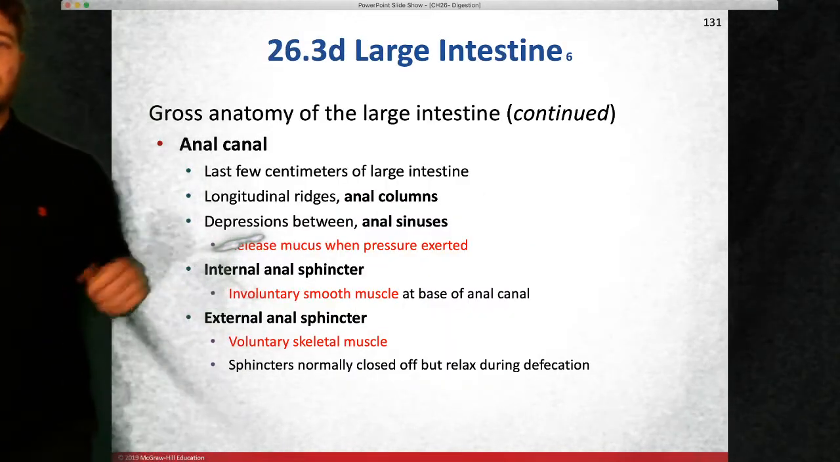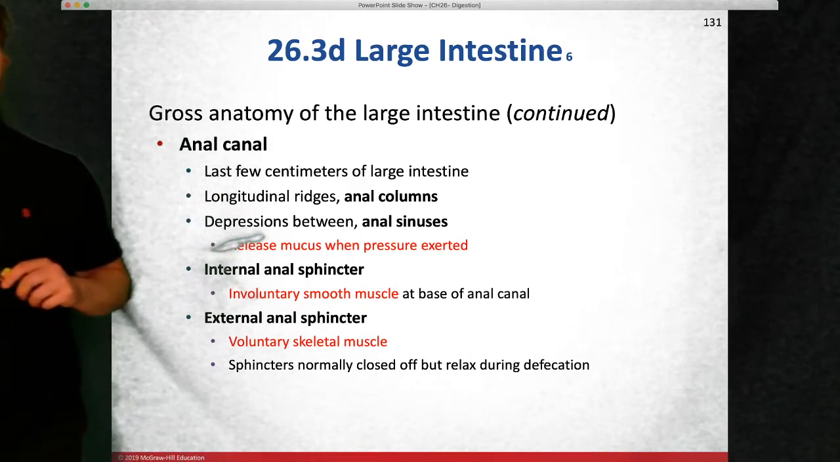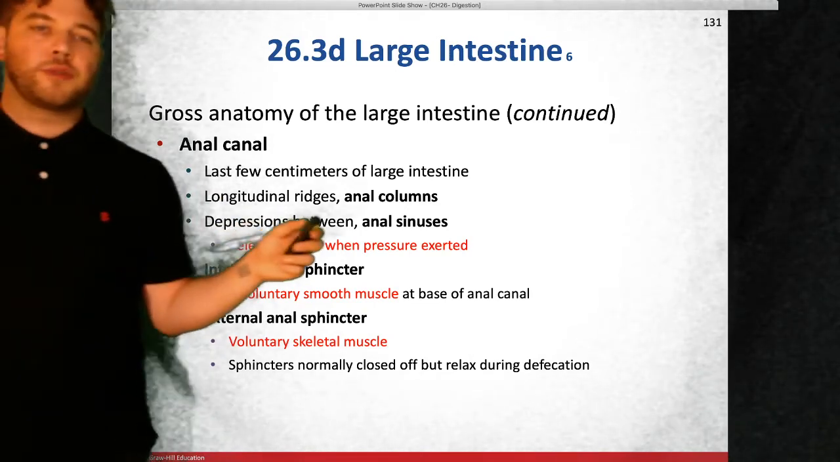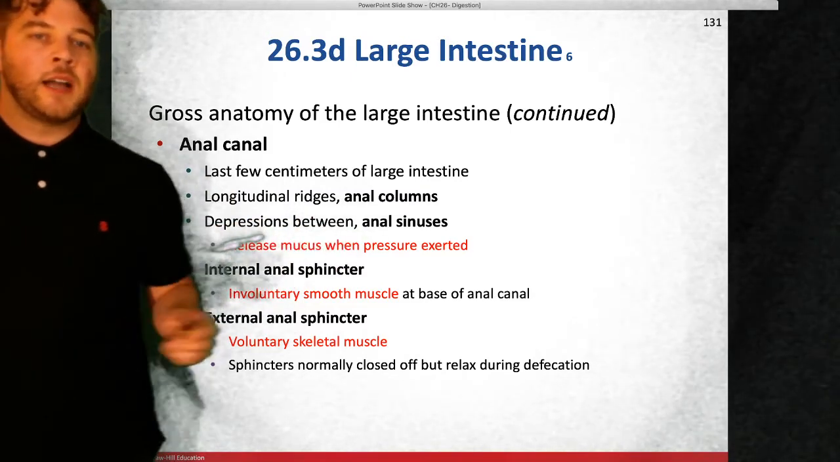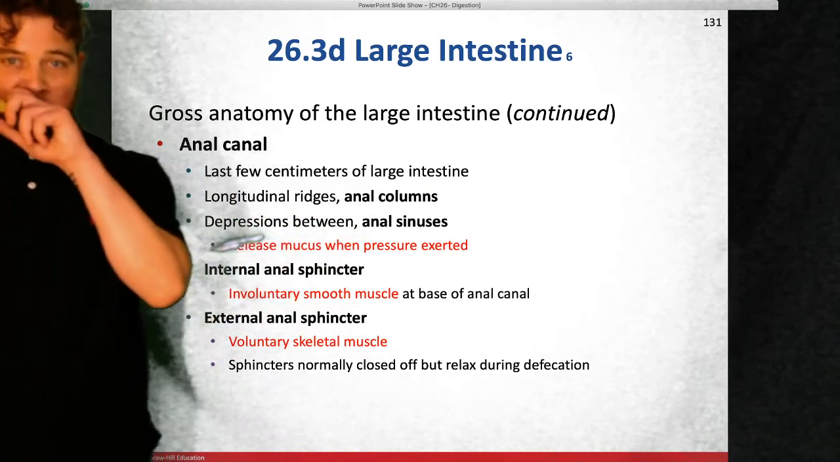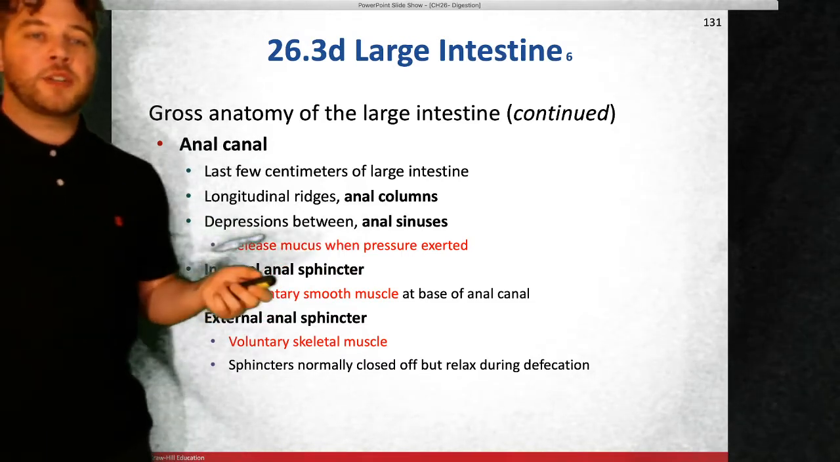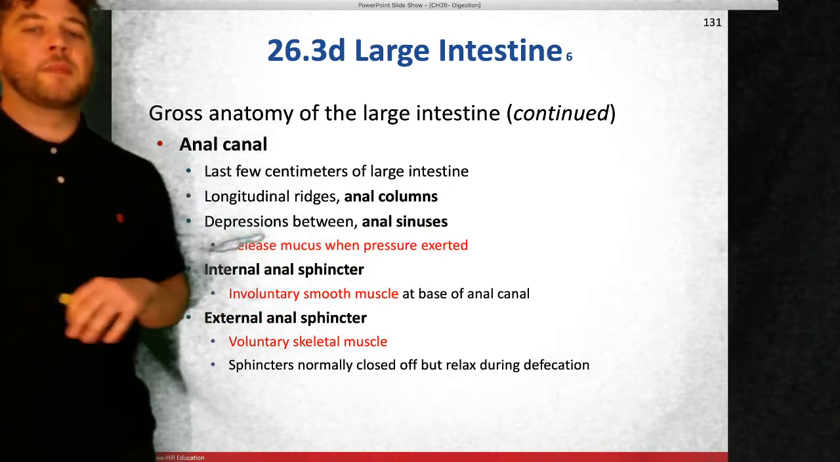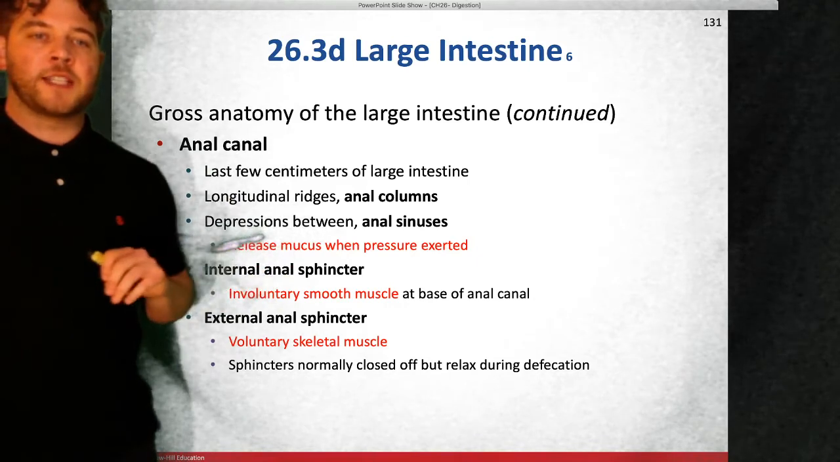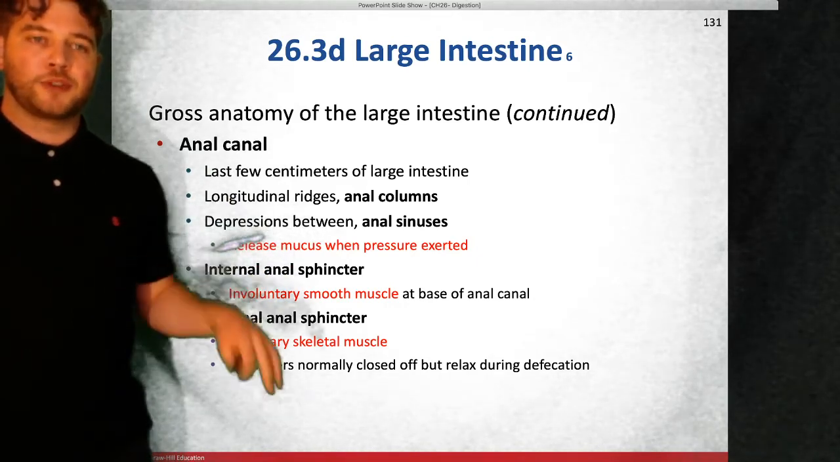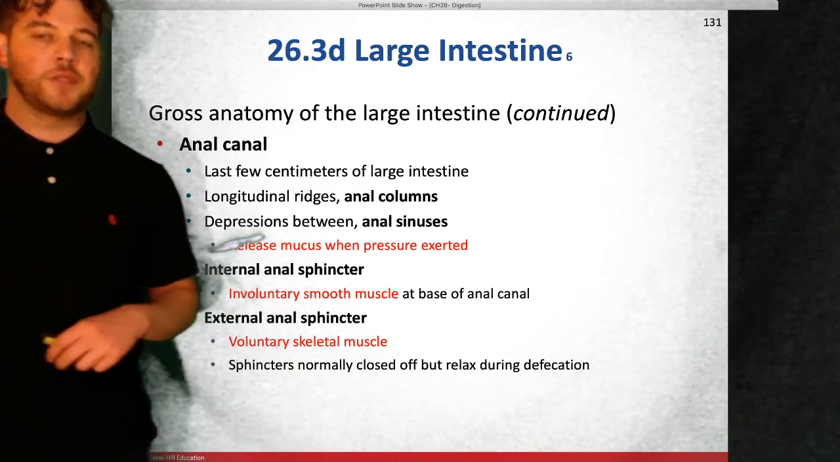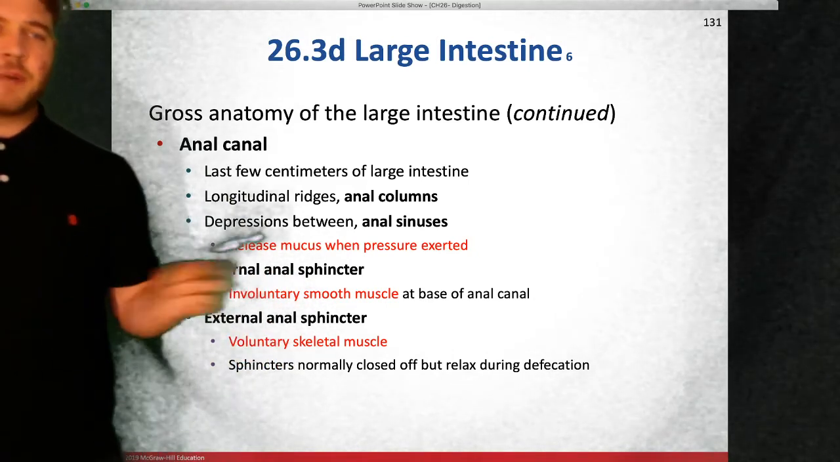Your anal canal is the last few centimeters of the large intestine. You have the longitudinal columns, and the depressions between them are the sinuses. These release mucus when pressure is exerted, obviously to help with movement. The internal anal sphincter is involuntary smooth muscle. The external is voluntary skeletal muscle that is normally closed off but relaxed during defecation. We looked at that in lab.